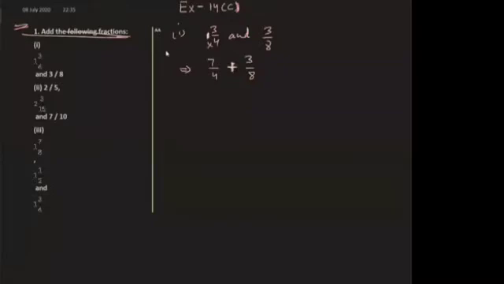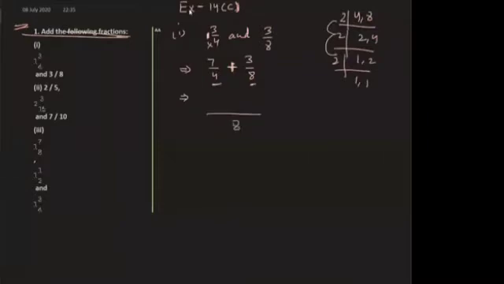So now we will find the LCM of 4 and 8 because the denominators are different. So we have to find the LCM of the denominator. 2 2s are 4, 2 4s are 8. Now 2 1s are 2, 2 2s are 4. So 2 2s are 4, 4 2s are 8. Basically the LCM is 8.